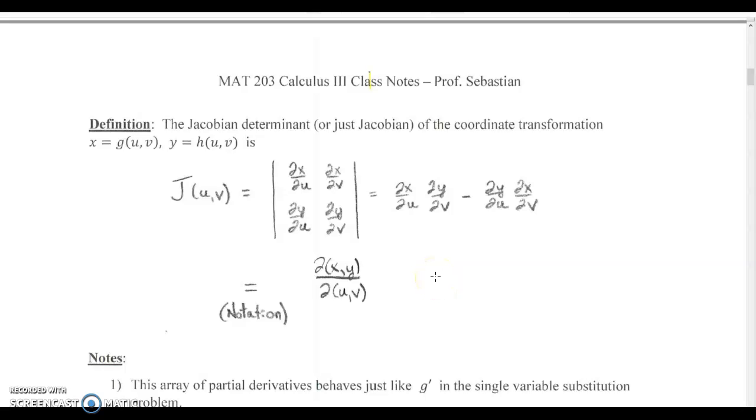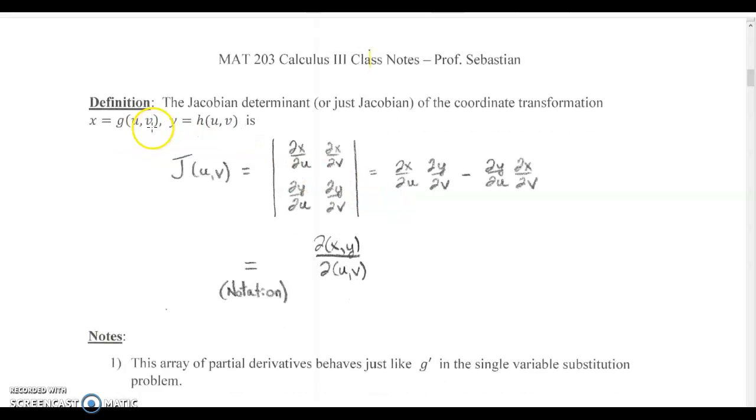Okay, everyone, welcome back. Calculus 3 class notes. We're now on the second page of our section 15.8 notes on substitutions in multiple integrals, which is page 106, and we're now looking at the definition of the Jacobian for a double integral.